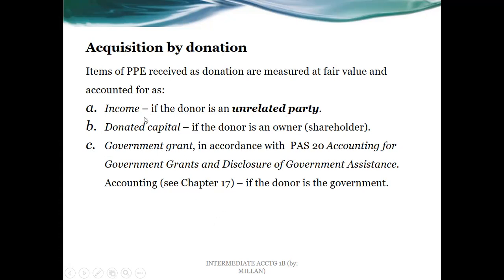Now, what about if the donor is government? So that will be another item for discussion under government grant. So the basis will be PAS 20. Now, what if unrelated party, but there is a condition.